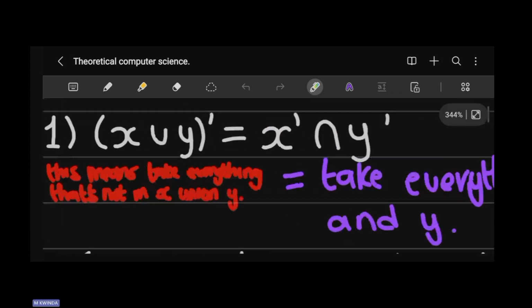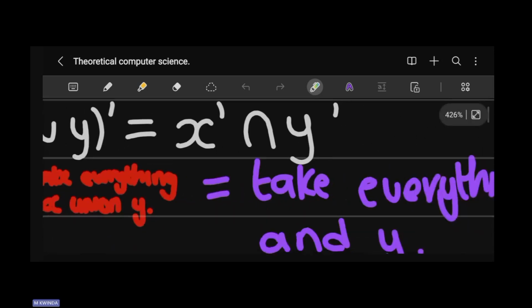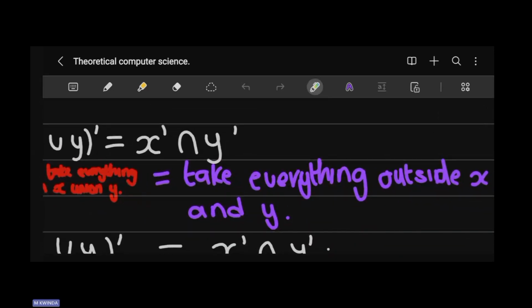So with the first one, on my left-hand side, this basically means take everything that's not in x union y, or that's not in x or y. And then the second one would mean take everything that's outside x and outside y, right?